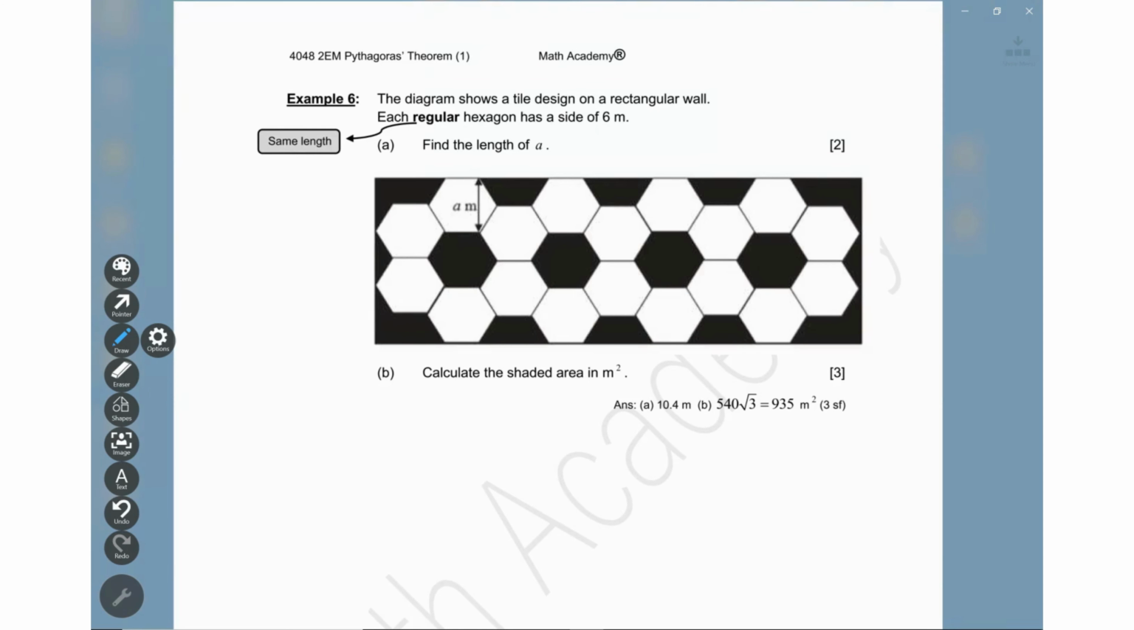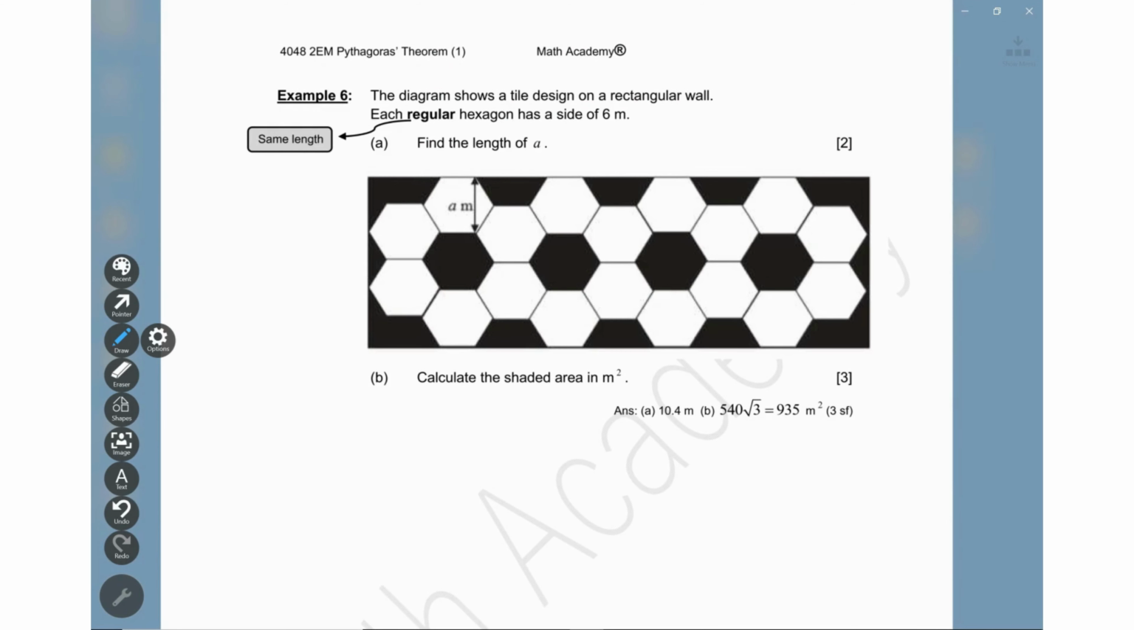We see a diagram here. It is made up of a rectangular wall, and inside is all laid up with hexagonal tiles. And each hexagon has a side of 6 meters. When we see regular, it not only means same length, it means that all sides and also all the angles are equal. So this is your regular hexagon.